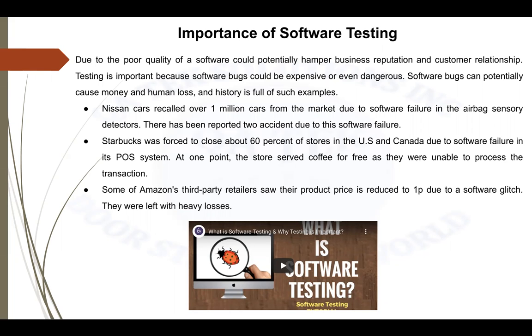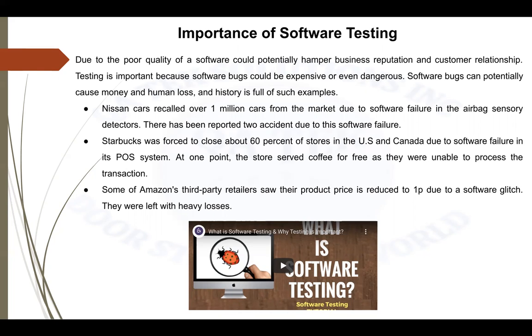Then the coffee company Starbucks had a software failure, and let's see what the impact was. Starbucks was forced to close about 60% of stores in the US and Canada due to software failure because the system they used to sell coffee wasn't working at that time. At one point, because they were not able to charge the customers, and customers were upset, they started serving free coffee to all the customers just to make them happy. So definitely it cost them a lot of money.